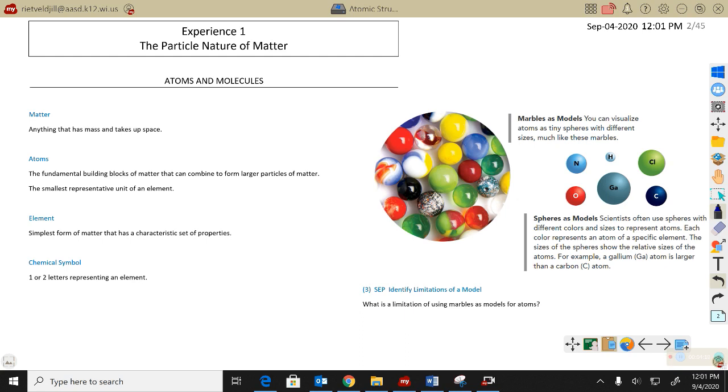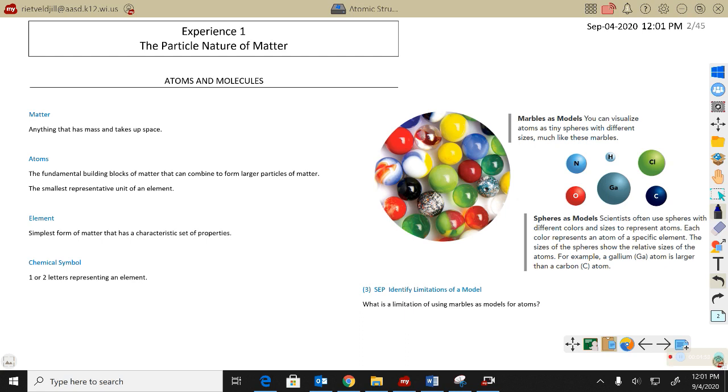Spheres as models. Here it says scientists often use spheres with different colors and sizes to represent atoms. So throughout this text and in your previous science classes, I'm sure that atoms have always been represented as little circles, little spheres, and if it's in color, we often represent the elements with different colors. And we can also get a little more sophisticated and show differences in sizes and try to make the scale a little bit more representative. Yeah, hydrogen atoms are small, so we'll make them small little spheres. Which then brings us to this third question.